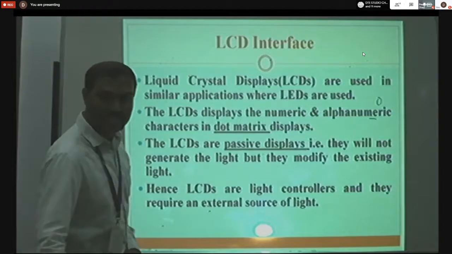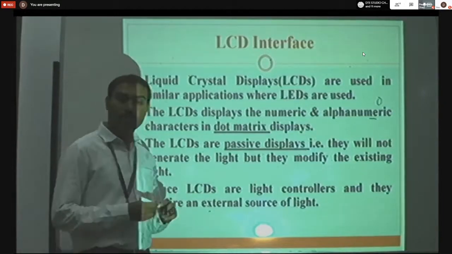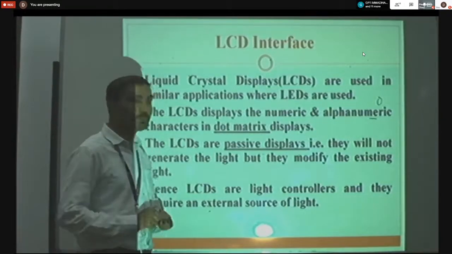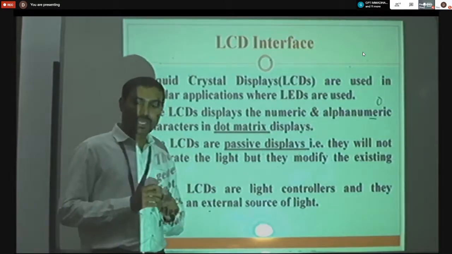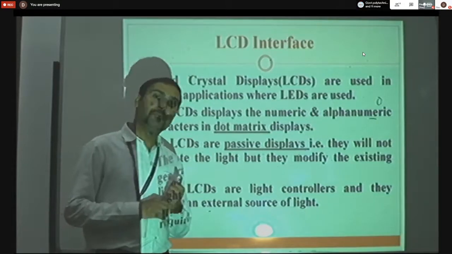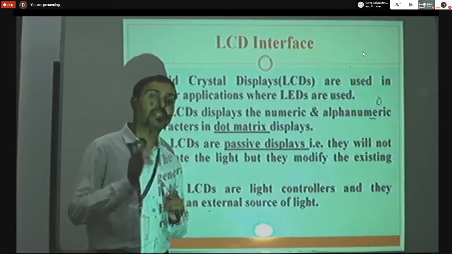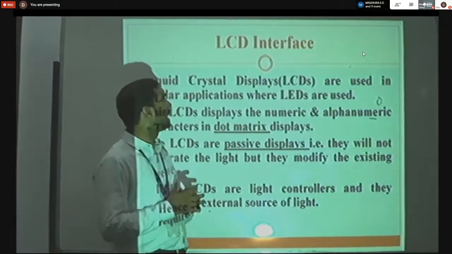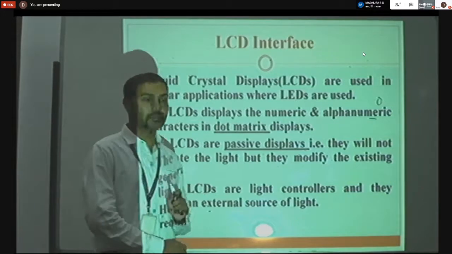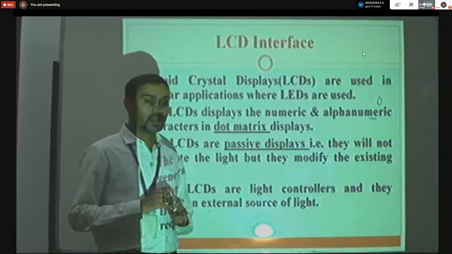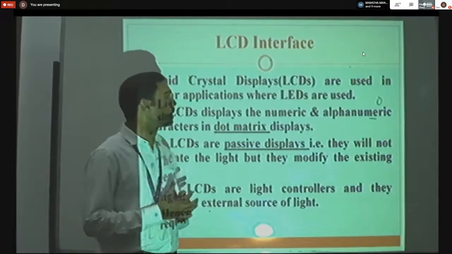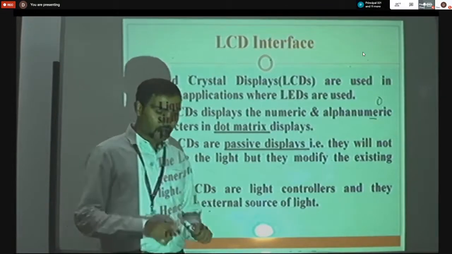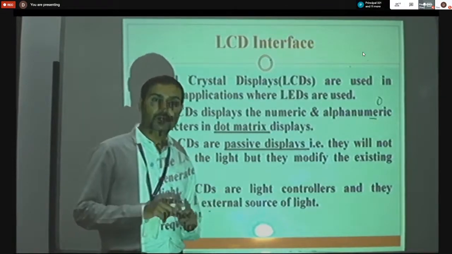So now we are moving on to the LCD interface. Before going to the LCD interface, what is the difference between LED and LCD? I told you the best example for the LED is the traffic signals or your digital watch. Then LCDs, which you can commonly see, are nothing but liquid crystal displays, where there is a microcontroller.